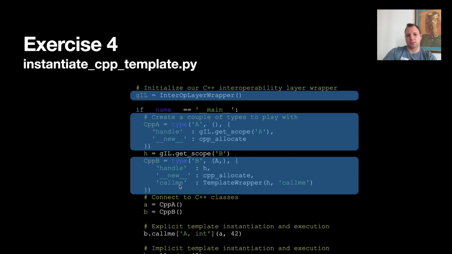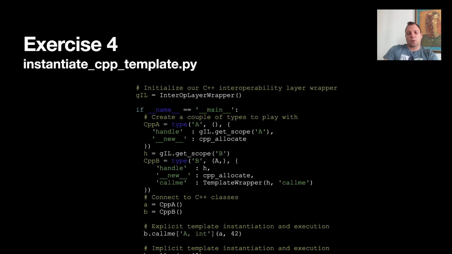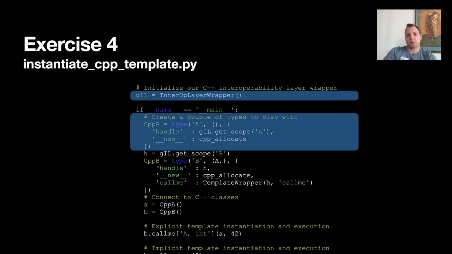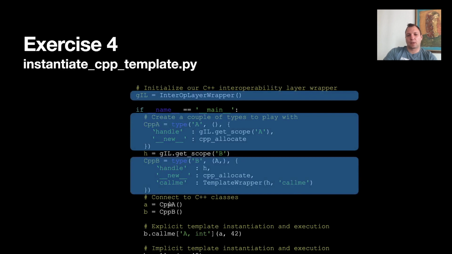So if cpp-b.callme gets called, we hand control to this template wrapper and say instantiate the template given the arguments of callme and of that handle. So this gives you a way how you can model the C++ runtime in a very Pythonic way. So here in that line we create A of type CPP-A and B of type CPP-B.